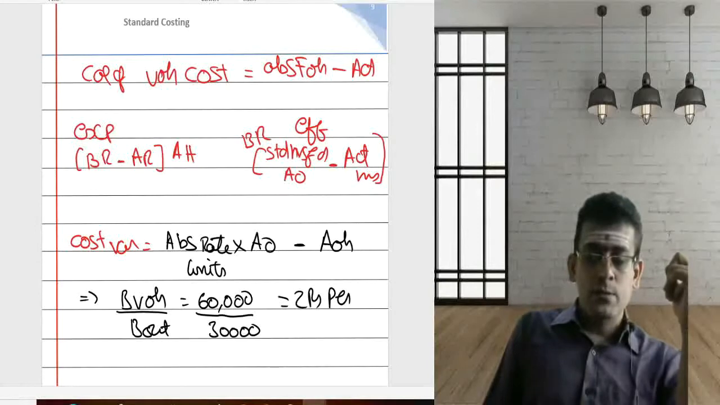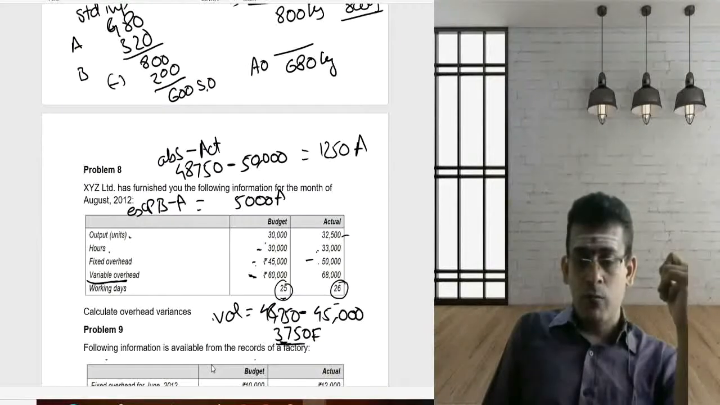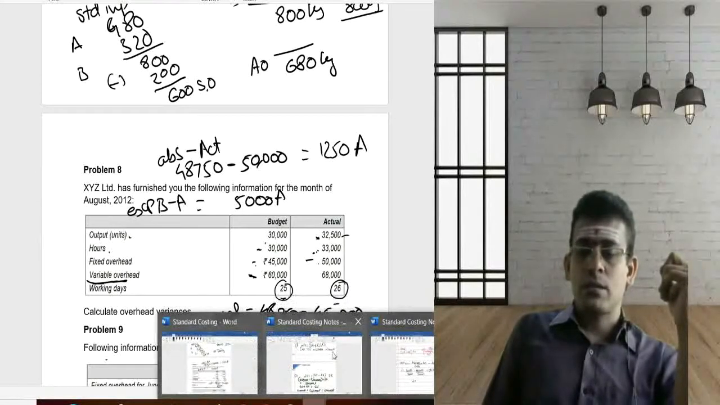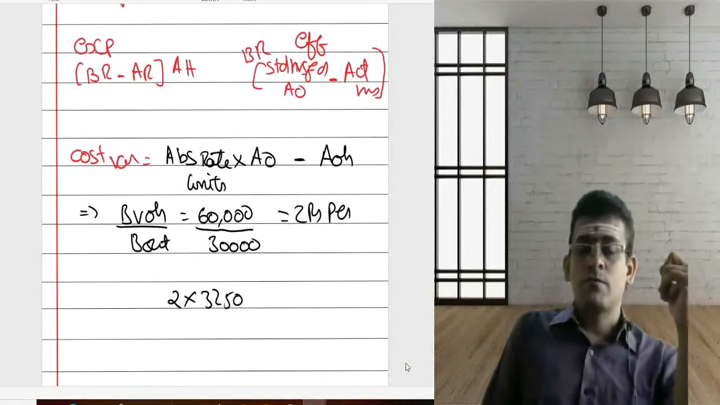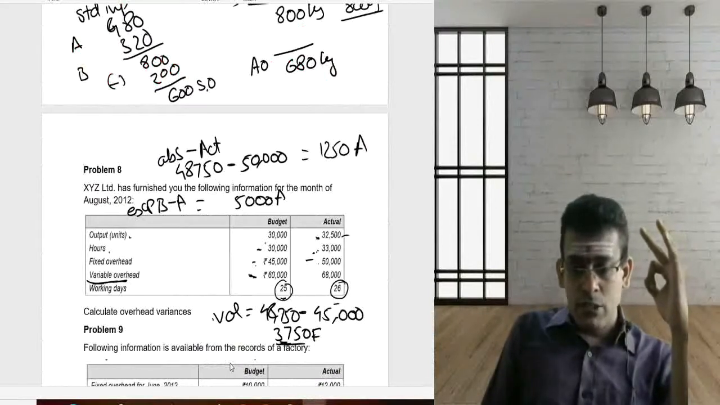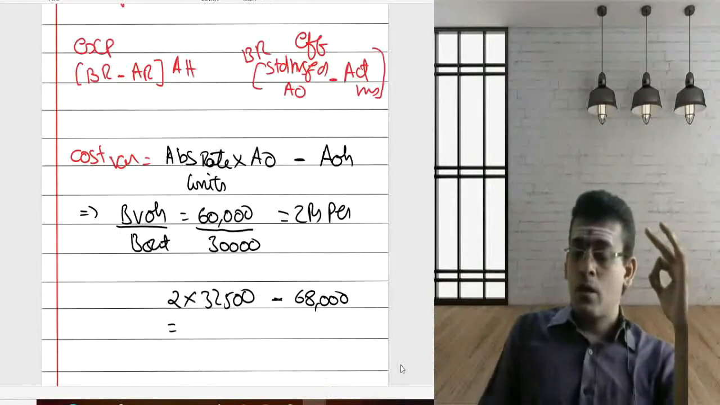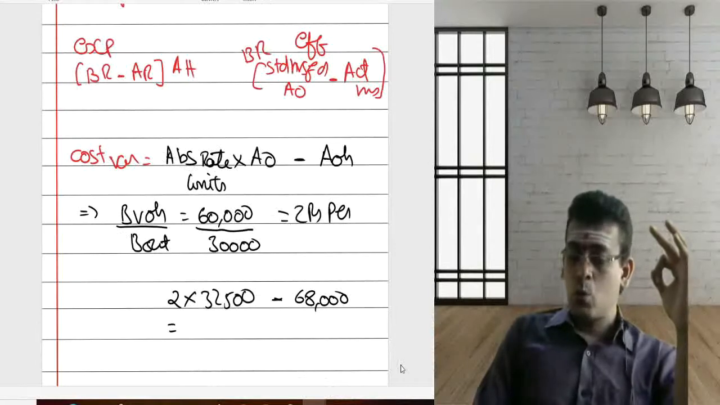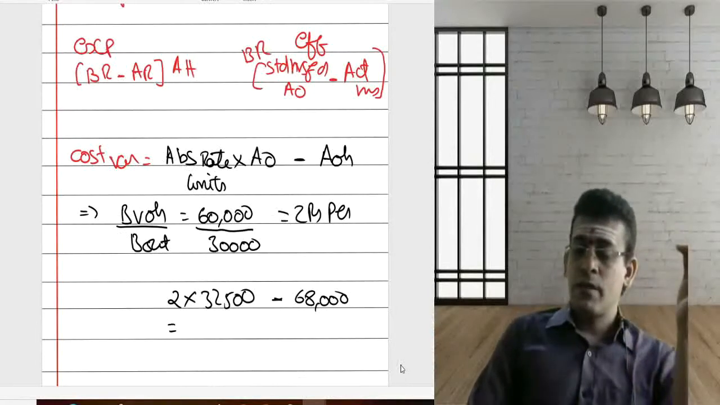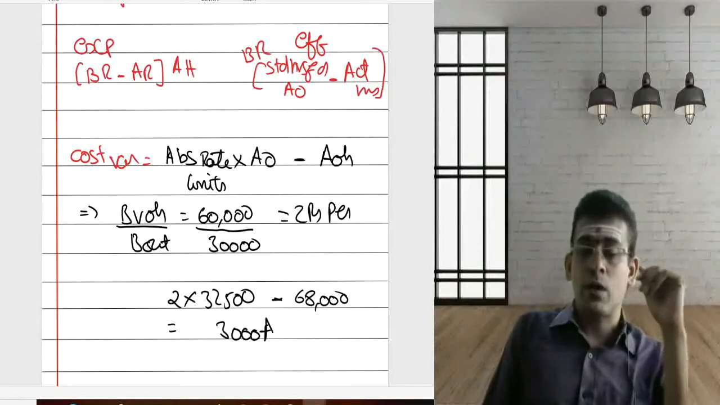So now, what is my cost variance there? 2 rupees into what was your actual output? Your actual output was 32,500. So now let us come here, 32,500 into 2, we'll be getting your absorbed minus actual overhead. What is your actual overhead given? Your actual overhead given is 68,000. So minus 68,000 I have to consider. 32,500 into 2 is going to give you 65,000. 65,000 minus 68,000, you are getting something called 3,000 adverse. So 3,000 adverse is something called the cost variance.